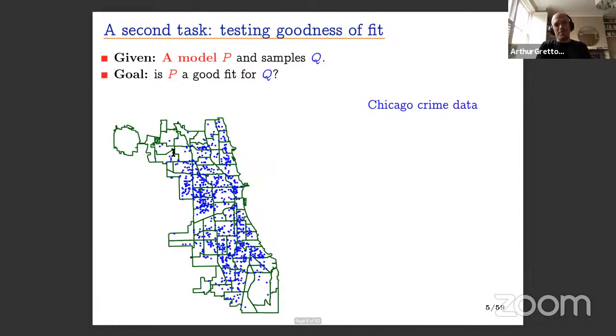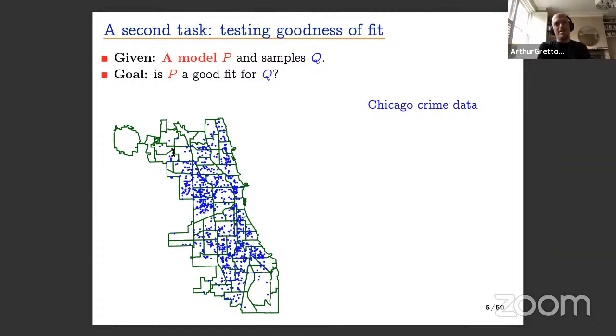I also want to flag a couple of problems that you can solve using the techniques that I'll describe, but which I won't go into. I'm flagging these techniques so that if you encounter problems along these lines later on, you'll be able to find the literature you need to solve them. So one setting is comparing samples and a model, okay?